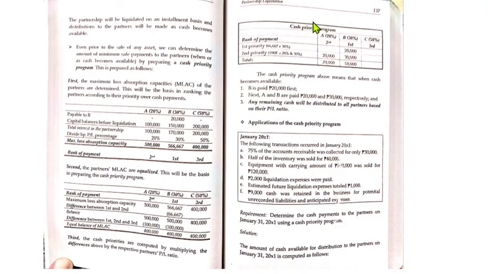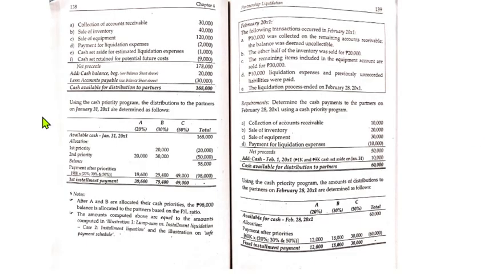Kasi dito kanina, kinumpute natin yung scenario na hindi na ano pa siya before, di ba? Ang sabi dito, even prior to the sale of any asset, we can determine the amount of minimum safe payments to the partners when or as cash becomes available by preparing a cash priority program. So, pin-prepare na natin yung cash priority program before pa tayo magbenta ng assets. So, now, we apply the cash priority program dahil meron ng mga nabentang assets. So, yung procedure natin, na-identify na natin yung ranking. So, ngayon, tingnan natin kung magkano yung available na cash sa atin.